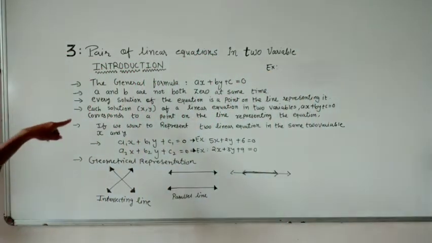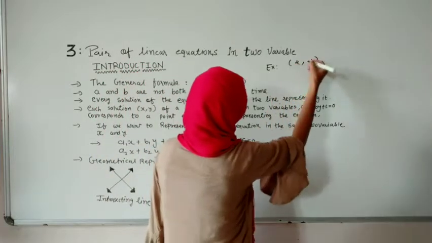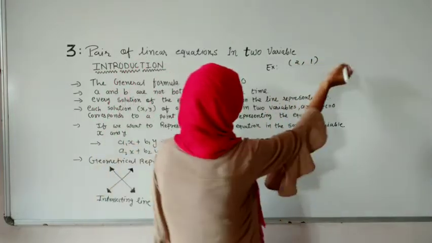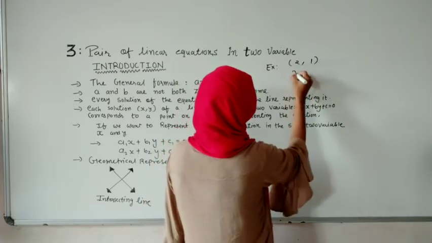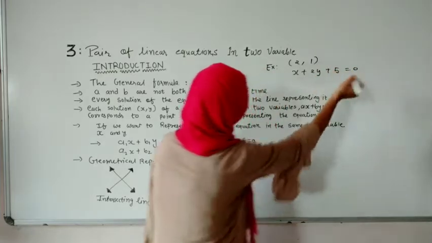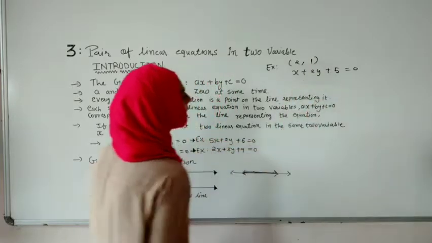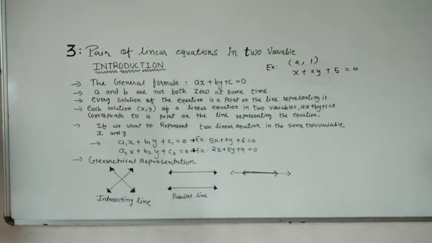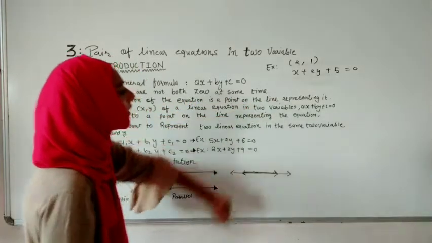Okay, then we said that every solution of an equation is a point on a line representing it. That means we were taking a solution in 9th standard only, that 2 and 1 are the, so what is this? This is x and this is y. And if you have a linear equation in this form, then you substitute these values and check whether it is satisfying this condition or not. So here they said that every solution of an equation is a point on the line representing it.